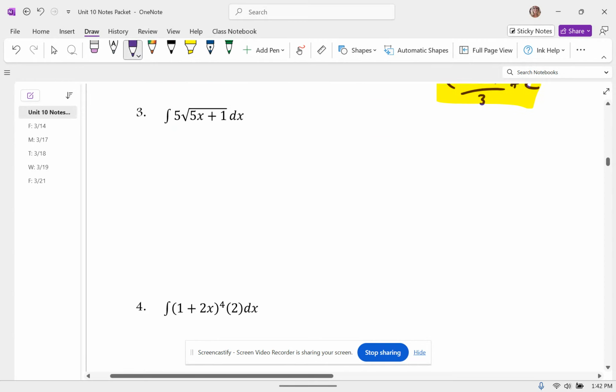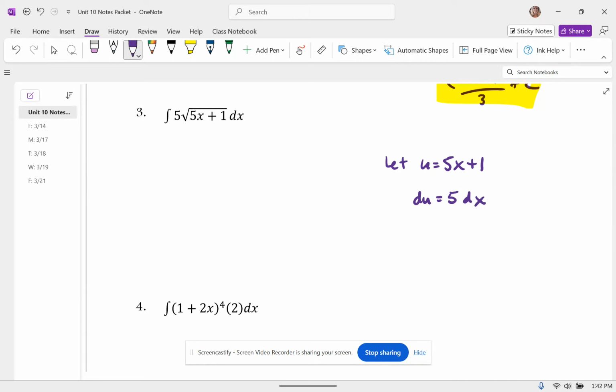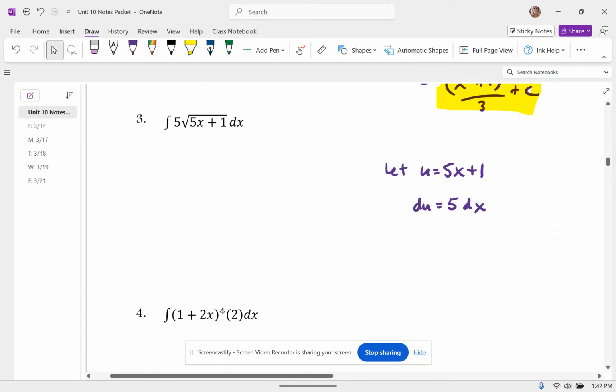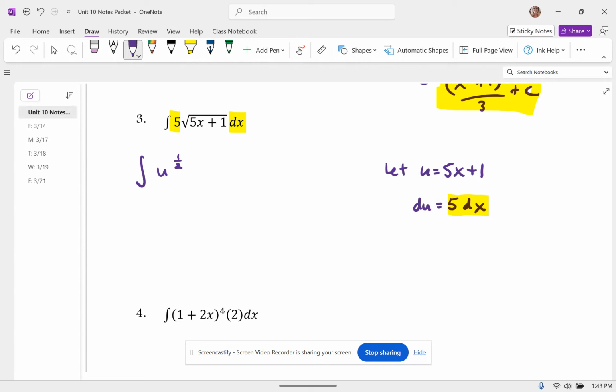All right, what about this one? Who do we start with? Miranda, Naomi. What's my u? Yes. Mackenzie, what's my du? Yes. All right, Sierra, you want to rewrite it for us in terms of u? Is it 5 square root of u? Careful, where'd that 5 go? He got lumped into the du. Can I write it to the 1/2 since we're going to integrate? Okay. What if I put du first? Don't do that.